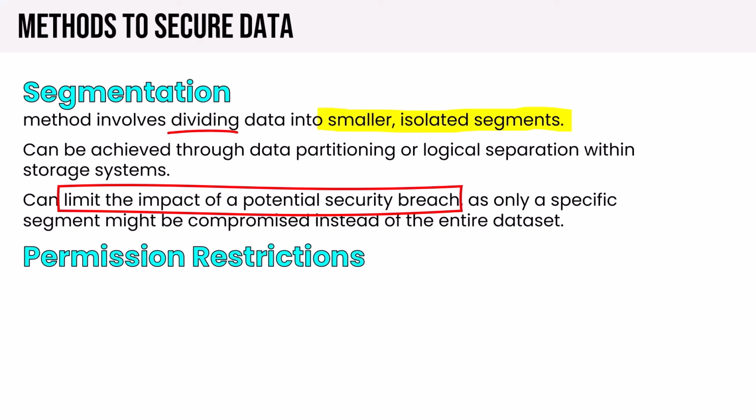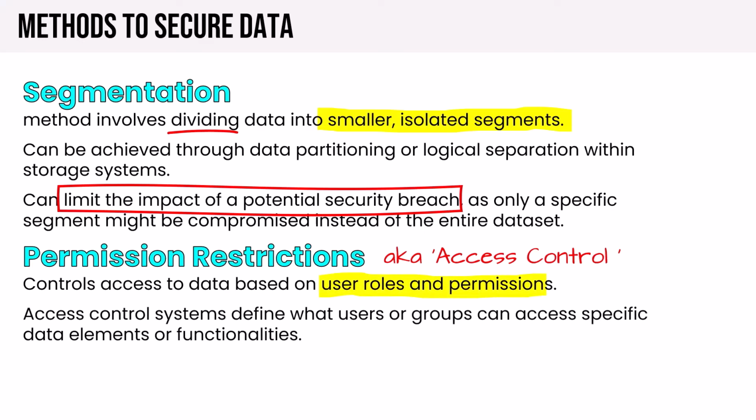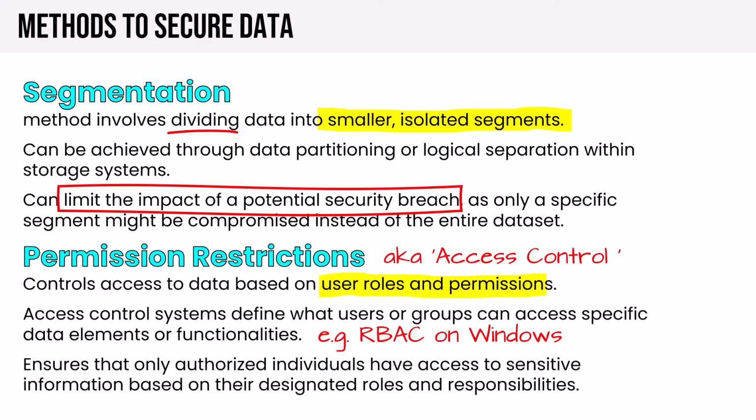And finally, we have permission restrictions, also known as access control. This one is very common. It controls access to data based on user roles and permissions. So access control systems define what users or groups can access specific data elements or functionalities. For example, role-based access control, or RBAC as it's often called on Windows. It ensures that only authorized individuals have access to sensitive information based on their designated roles and responsibilities.